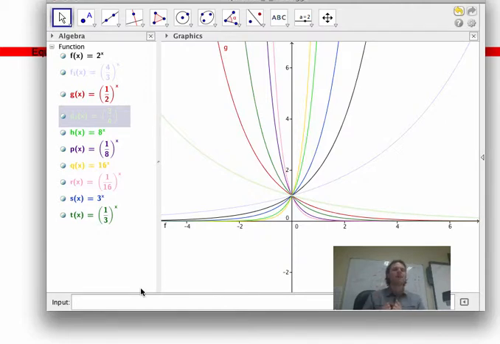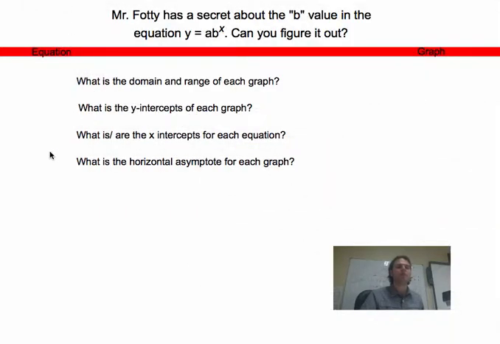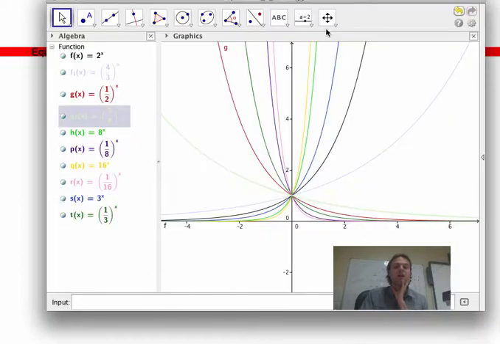How does b affect the graph? See if you could write it down. I have some guidelines here to help you out. So for each of these graphs, what is the domain and range? Well, my domain is my x value. Can I have any possible x value? What about my range? My range is my y value.